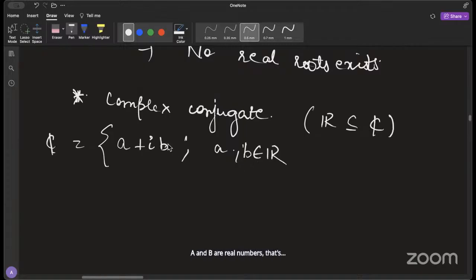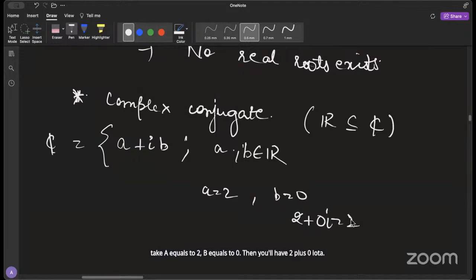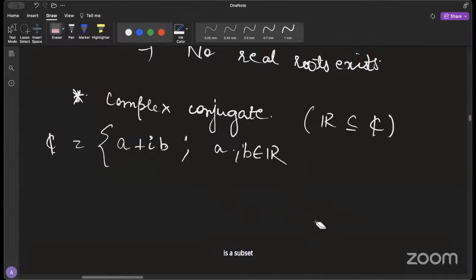So you can take b to be 0, right? Then you will just have a real number. Take a equals to 2, b equals to 0. Then you will have 2 plus 0 iota equals to 2. That means your 2 is also a complex number. So the collection of real numbers is a subset of complex numbers. First thing is this. And then let's say you have a polynomial, or let's take a quadratic function, because everyone's not familiar with polynomials.